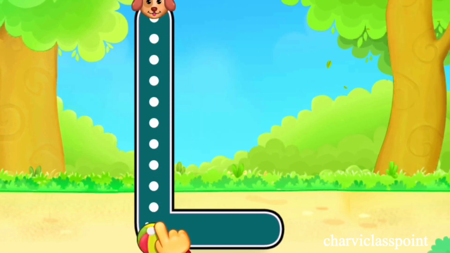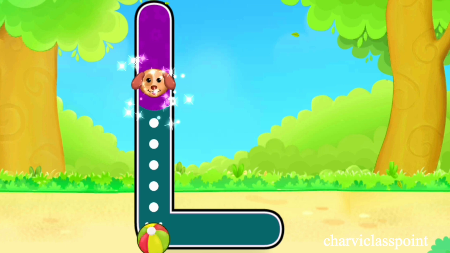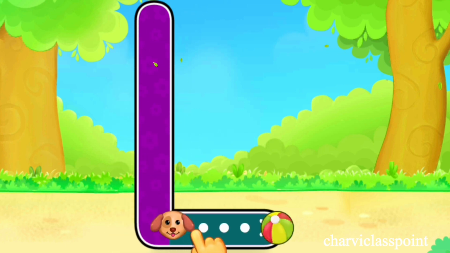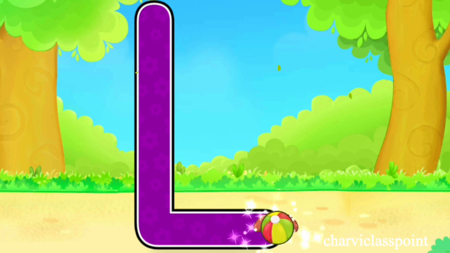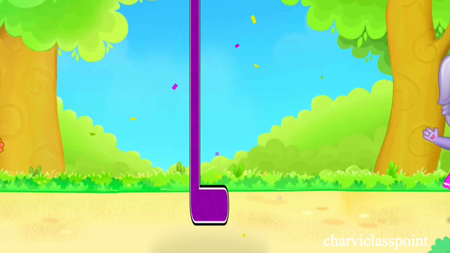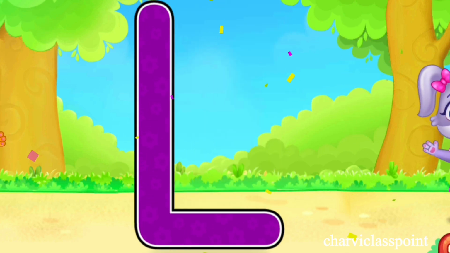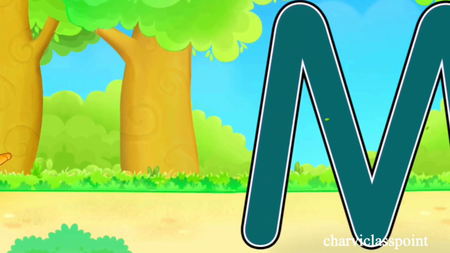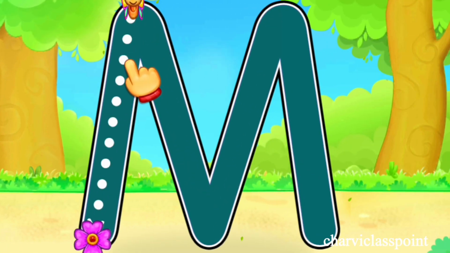Next letter is L. Up to down. Wow. Left to right. Excellent. This is letter L. L for lion. L for lion. Very good. Next letter is M.